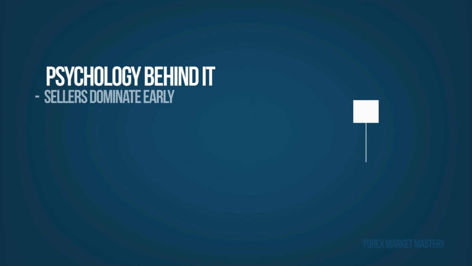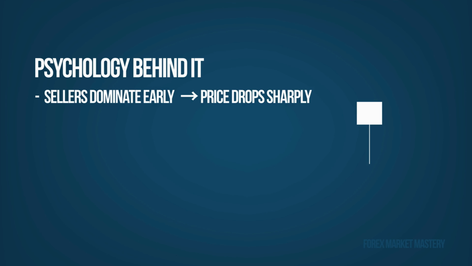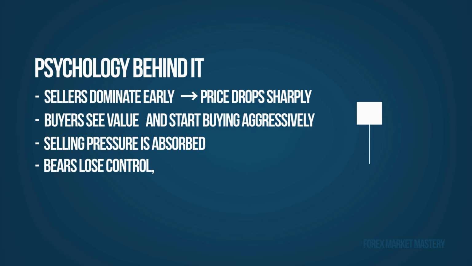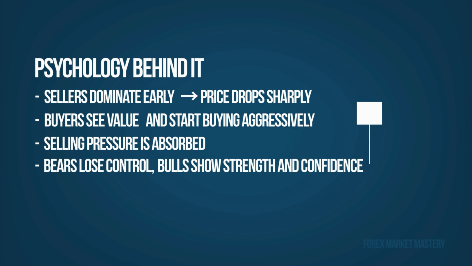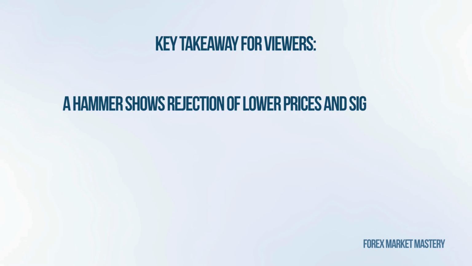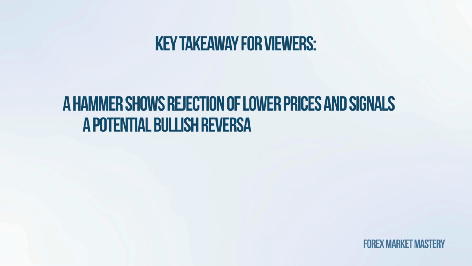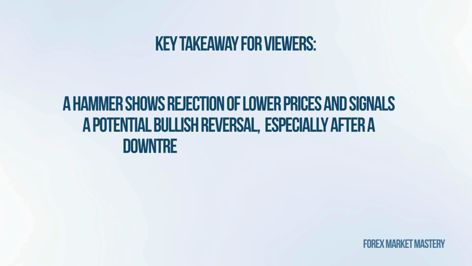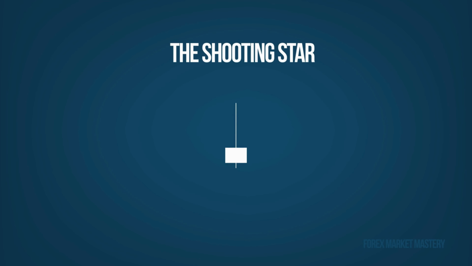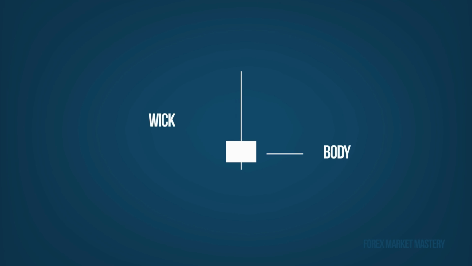Psychology behind it is sellers dominate early, price drops sharply, buyers see value and start buying aggressively, selling pressure is absorbed, bears lose control, bulls show strength and confidence. Note, a hammer shows rejection of lower prices and signals a potential bullish reversal, especially after a downtrend and with confirmation. The shooting star is the hammer's evil twin, small body at the bottom, long upper wick.